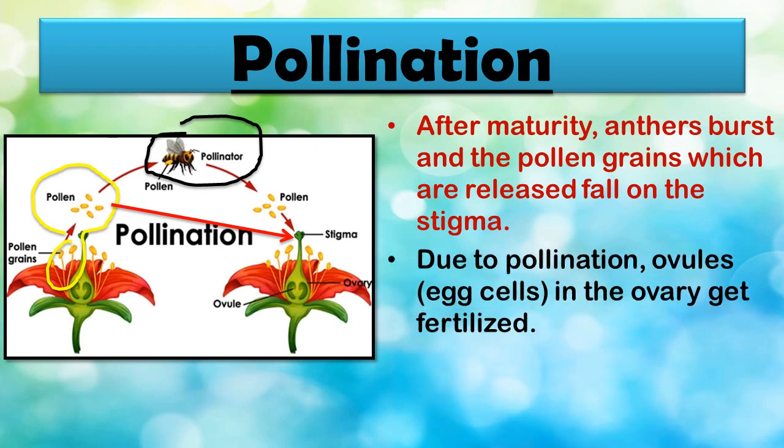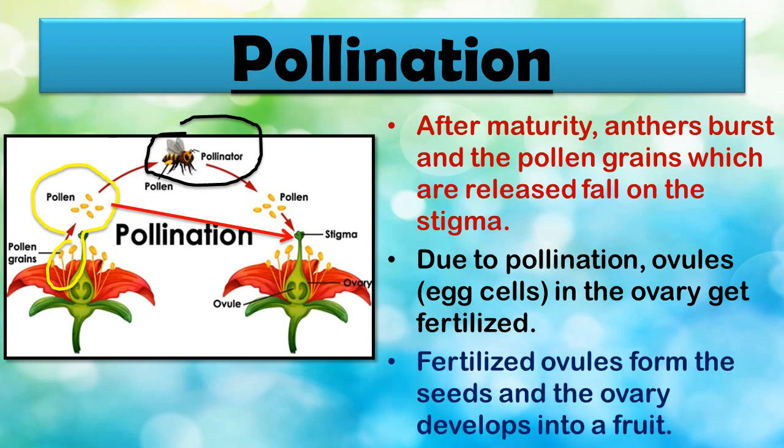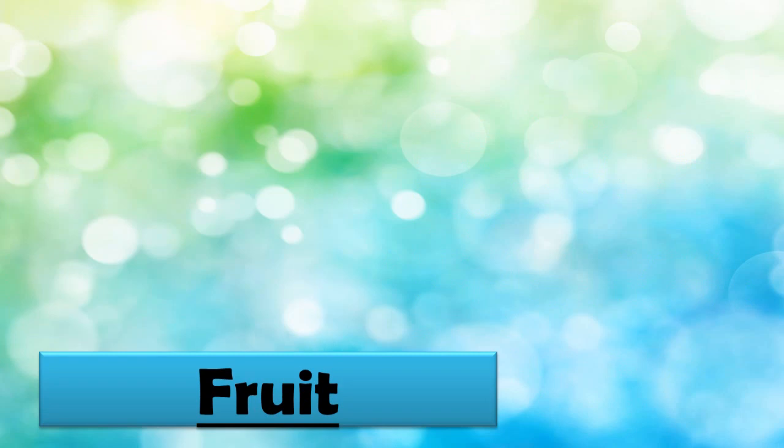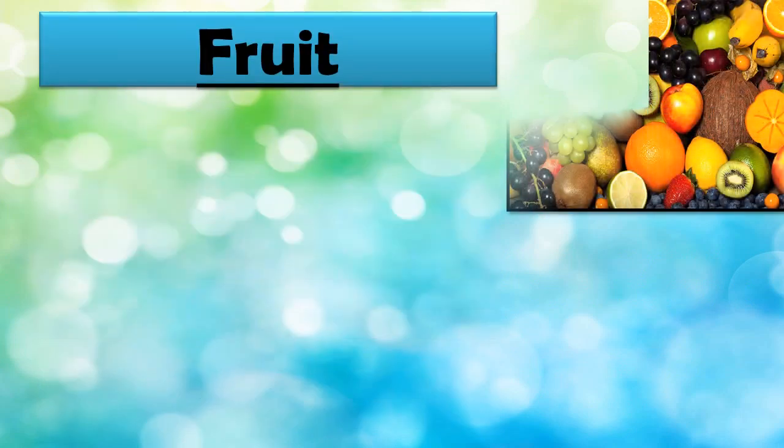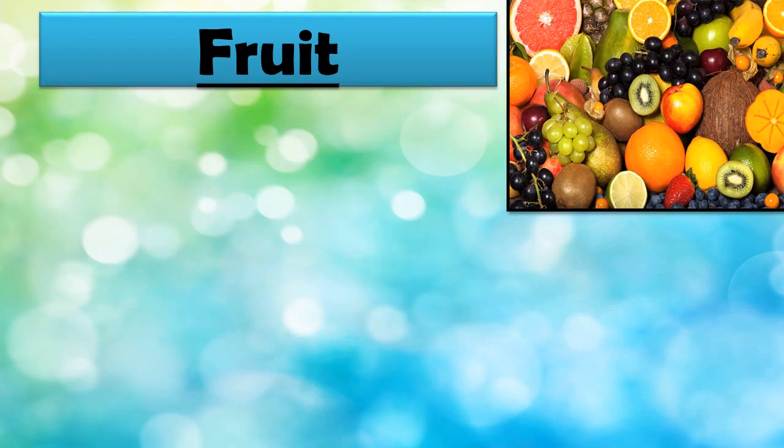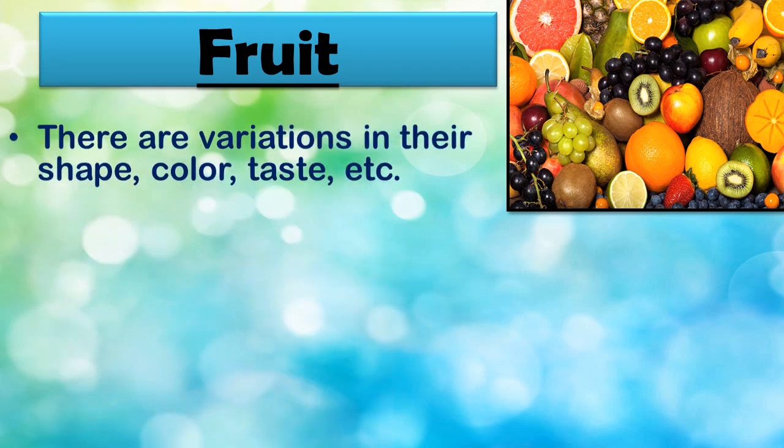Okay, so due to pollination, ovules or egg cells in the ovary get fertilized by the other cell. So fertilized ovules form the seeds, and the ovary develops into a fruit. Okay, now next is the fruit. So students, we eat many different types of fruits, and each type of fruit has its own characteristics, and there are variations in their shapes, color and taste. So there are different kinds of fruits.